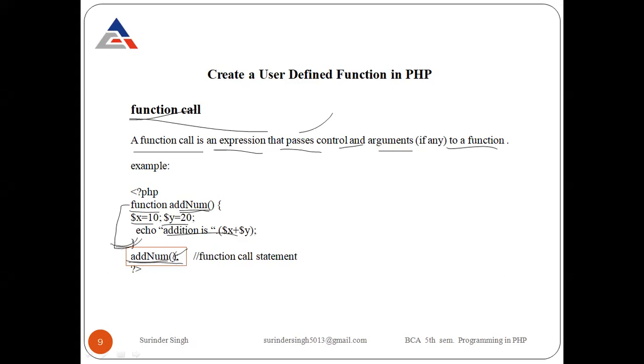And now when the control comes here, then function call will transfer the control to function definition. Clear? Now the function will execute and print this addition. Clear? If the function will have some return value, then it returns back to where it is called. Clear? But in this example, the function is without return value. It simply does the work.